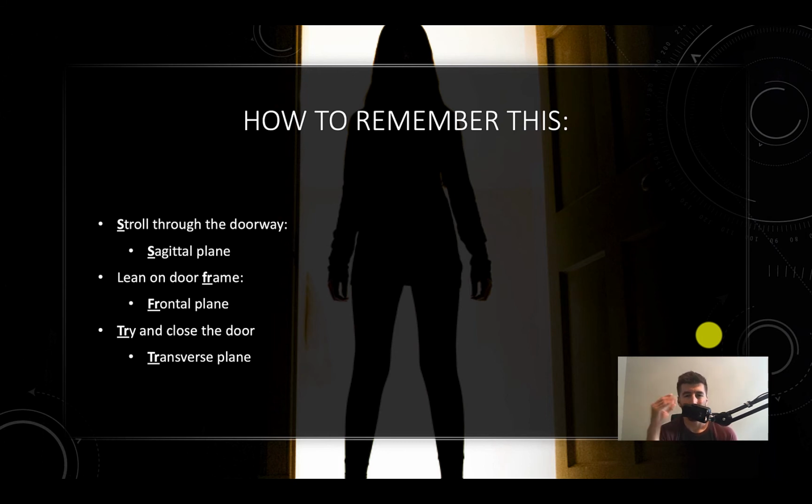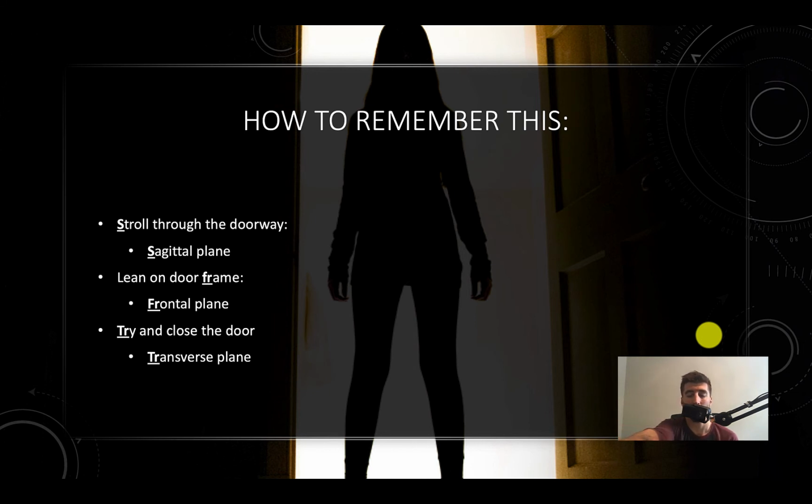One of the best ways that I've ever come up with to remember planar movement is imagine a door frame. Imagine the options that you have when you get to a door frame. You can stroll through the door, which means that you're moving in the sagittal plane, right? You're walking straight through the door. You can lean on the door frame, which means you're moving in the frontal plane, if you will. Like you can put one arm against the plane, you can lean to the side, however.